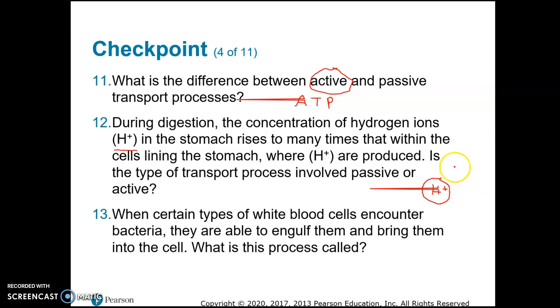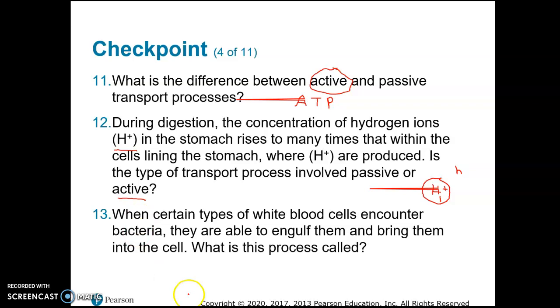But outside the cell, you're just building up more and more hydrogen ions. Then the concentration outside the cell really is high, and the concentration inside the cell is low. So hydrogen ions are being moved from their low to their high concentration, and that is an active process. We also can call that pumping. We're pumping hydrogen ions out of the cells into the stomach.